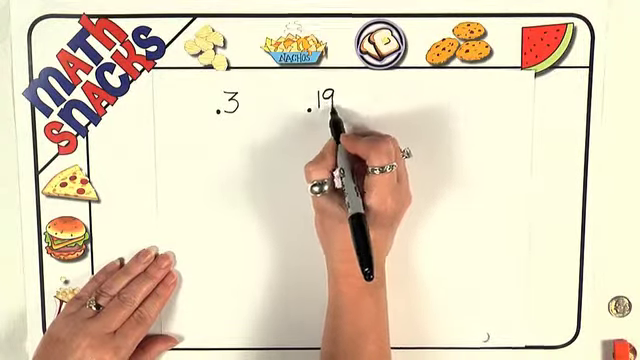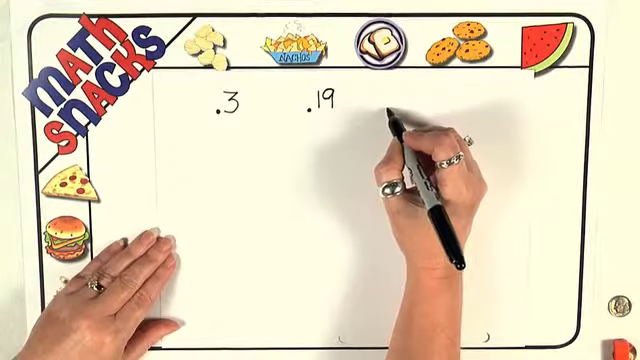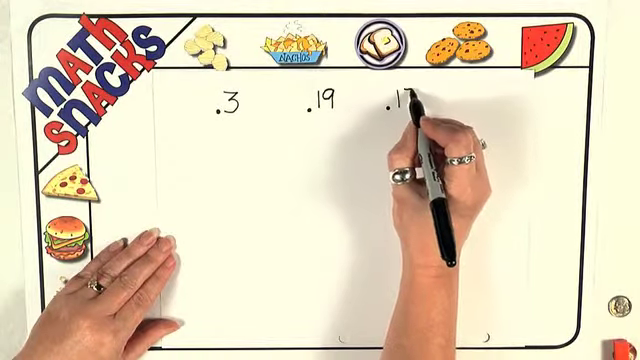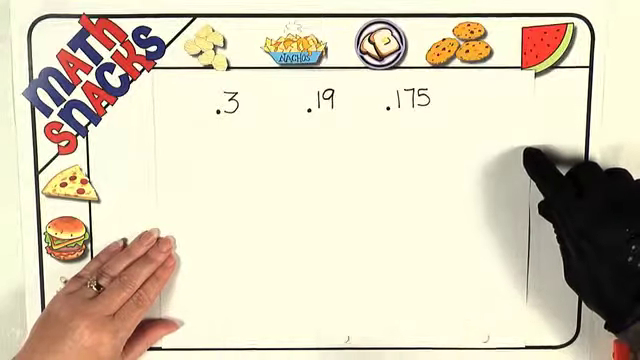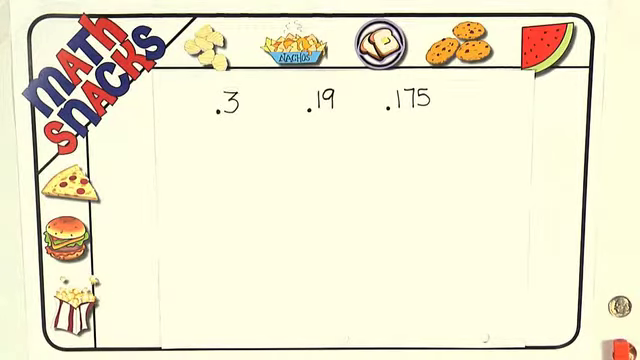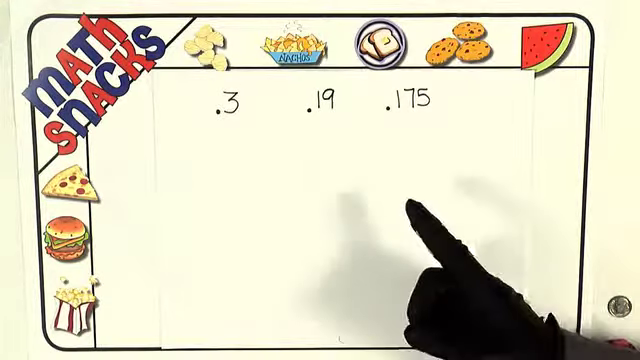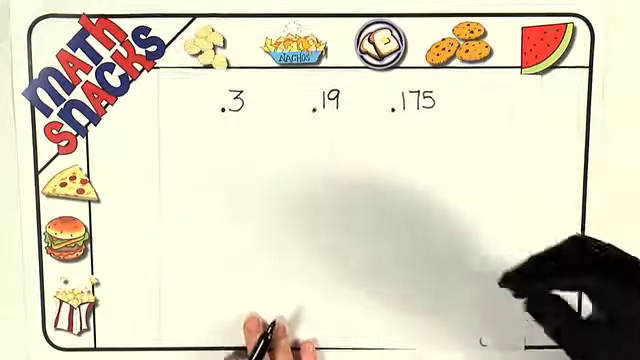No problem. I know which one's bigger. Here's the third one: 175 thousandths. Oh my gosh. 175 thousandths, because this is tenths, hundredths, thousandths. So now your job is to compare apples to apples. They all need to be the same place value.